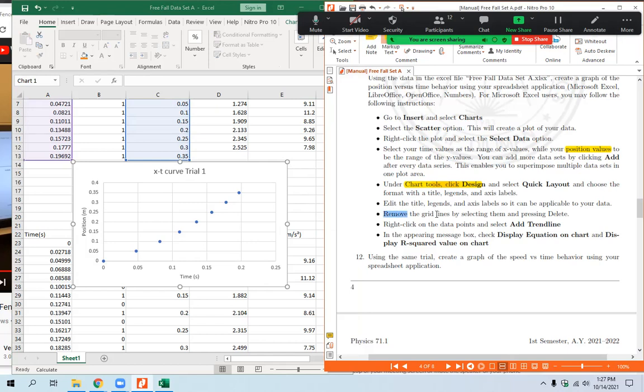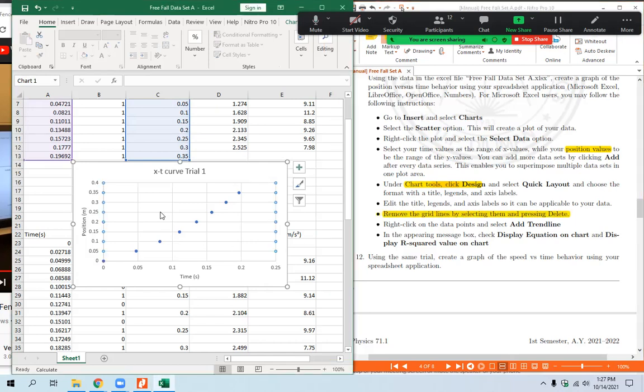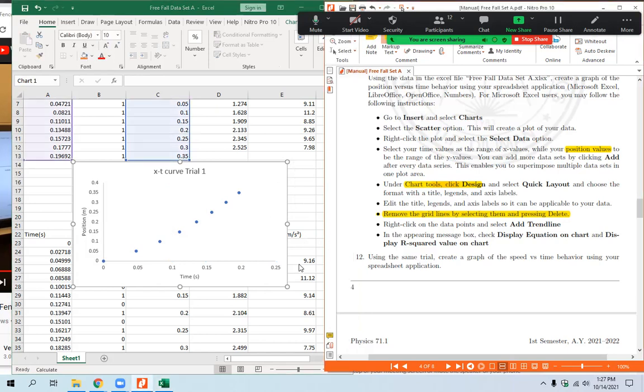So remove the grid lines daw. Remove daw. So you just select dito. Click nyo lang tong graph hanggang sa ma-select yung lines. And you can delete. Similarly dito, you can click the lines para magtapat. You can delete. So yan, wala nang grid lines.